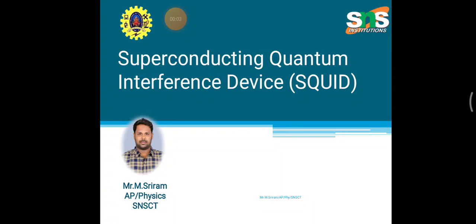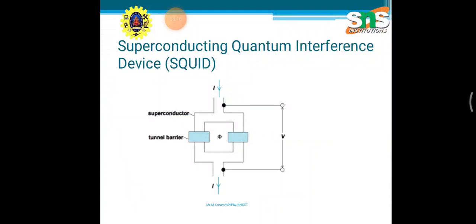So now we discuss applications of superconductors. In these applications, we discuss the superconducting quantum interference device, SQUID. The superconducting quantum interference device is a very sensitive magnetometer used to measure extremely weak magnetic fields, based on superconducting loops containing Josephson junctions.